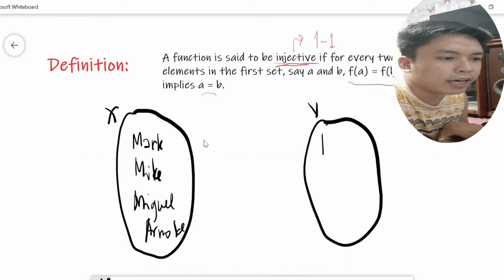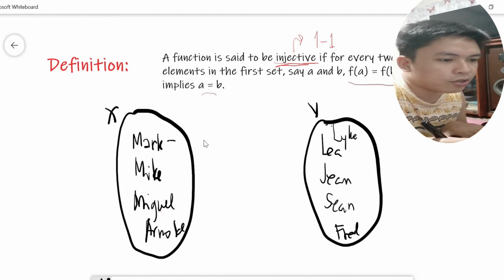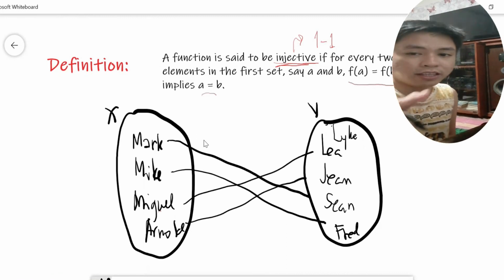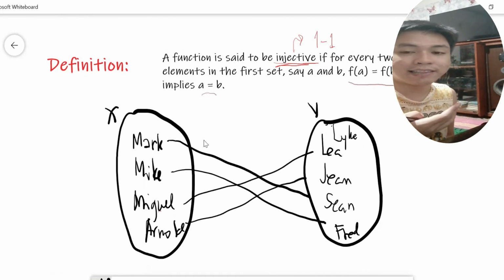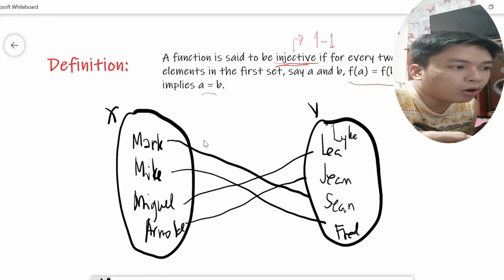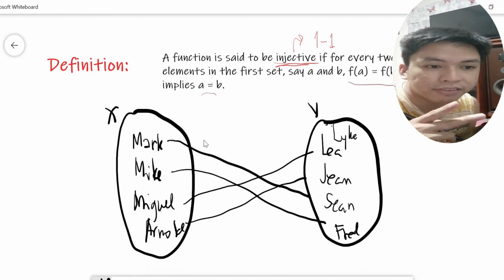And I have Leah, I have Jean, I have Sean, I have Fred, assuming they're all girls, and Laika. So Mark is paired with Sean, Mike is paired with Fred, Miguel is paired with Leah, Jean is paired with Arnold. So technically, first we need to identify if that's a function. Of course, this is a function because number one, all boys are taken. Number two, they're all loyal. They're dating one person.